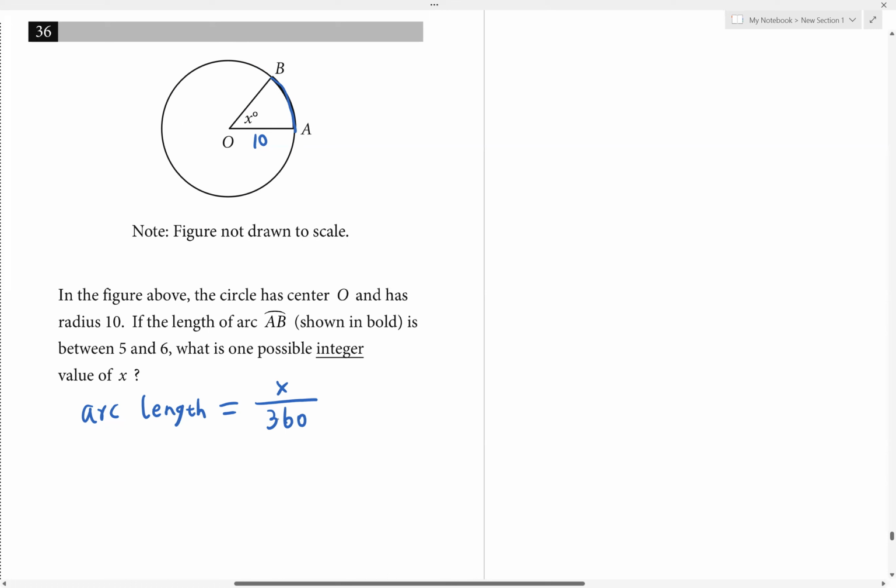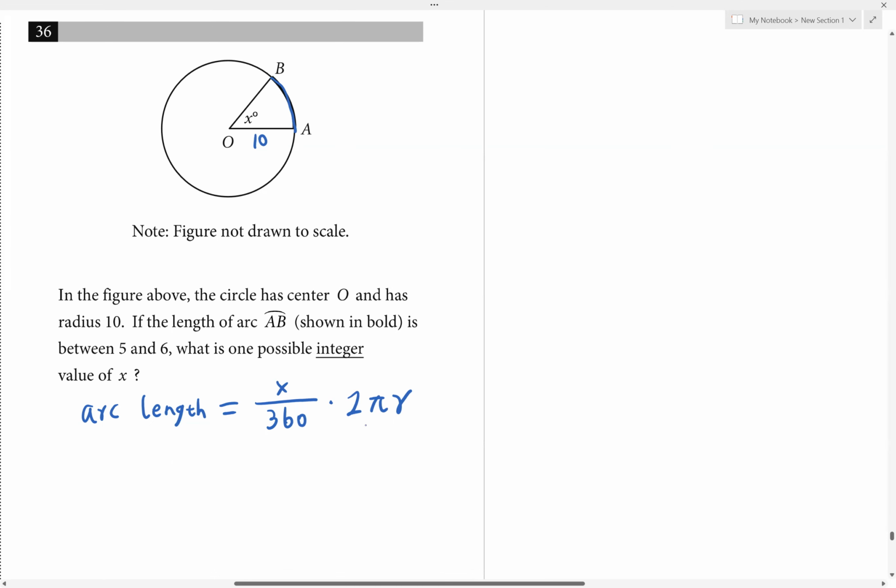Once we do x over 360, this will give us a fraction. We use the fraction to multiply by the circumference of the whole circle, which is 2 times pi times the radius, 2 pi r. Whatever fraction we get, we multiply by the whole circumference, and that will give us the arc length.